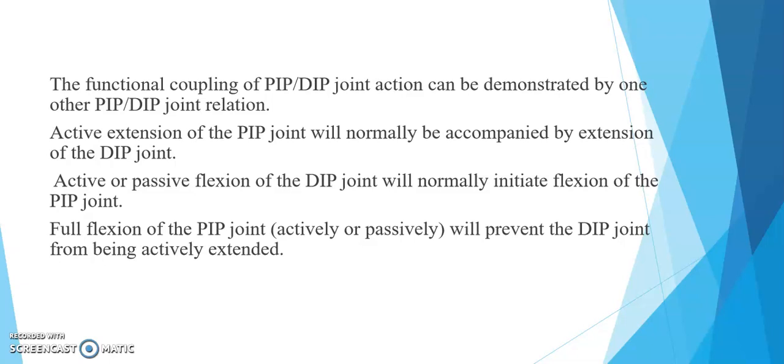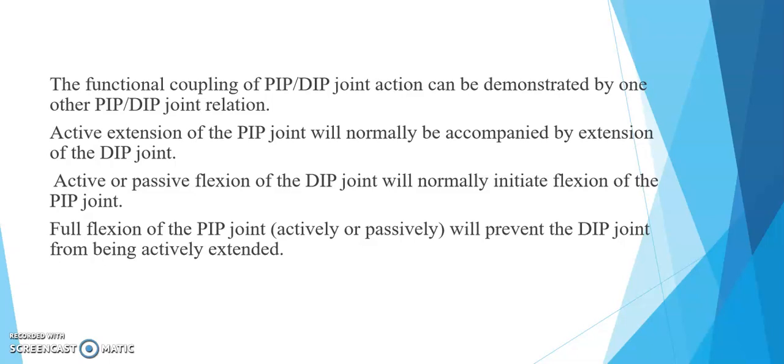Before going to that, simply put, the PIP and DIP joints always function as a functional coupling. This coupling of PIP and DIP joint action can be demonstrated by three relationships, which you can check in your own hand. Take your right hand, and actively extend the proximal interphalangeal joint of any finger, the index, middle, or ring finger. When you extend the proximal interphalangeal joint, your distal interphalangeal joint will normally extend. That is one relationship.